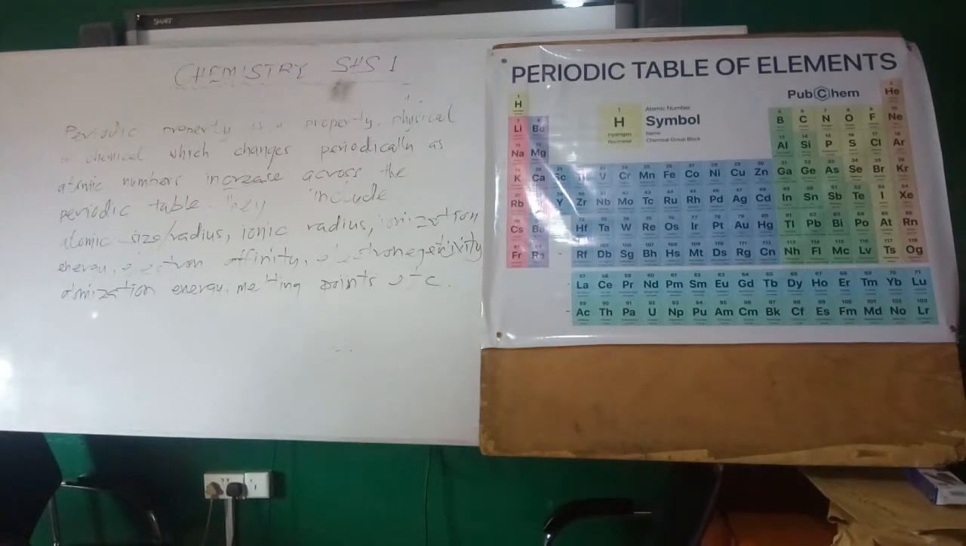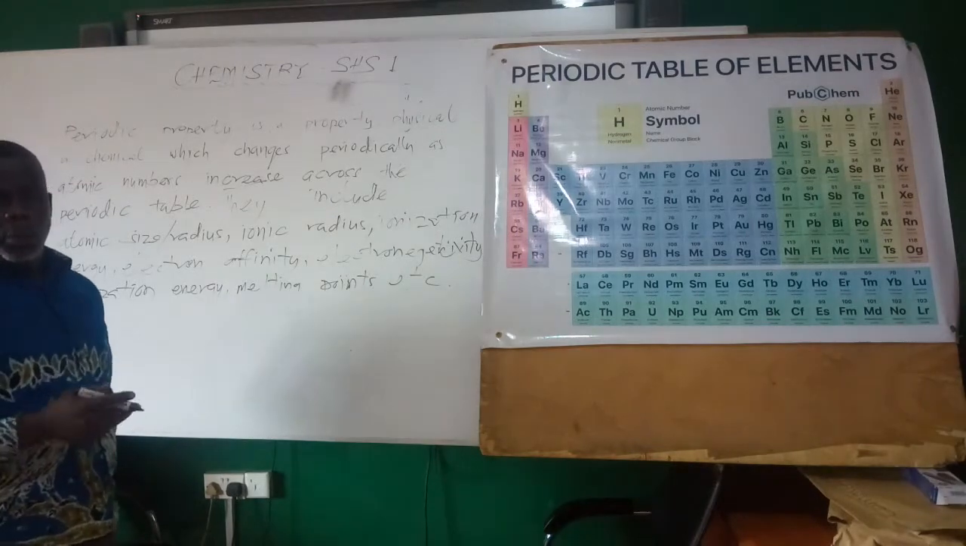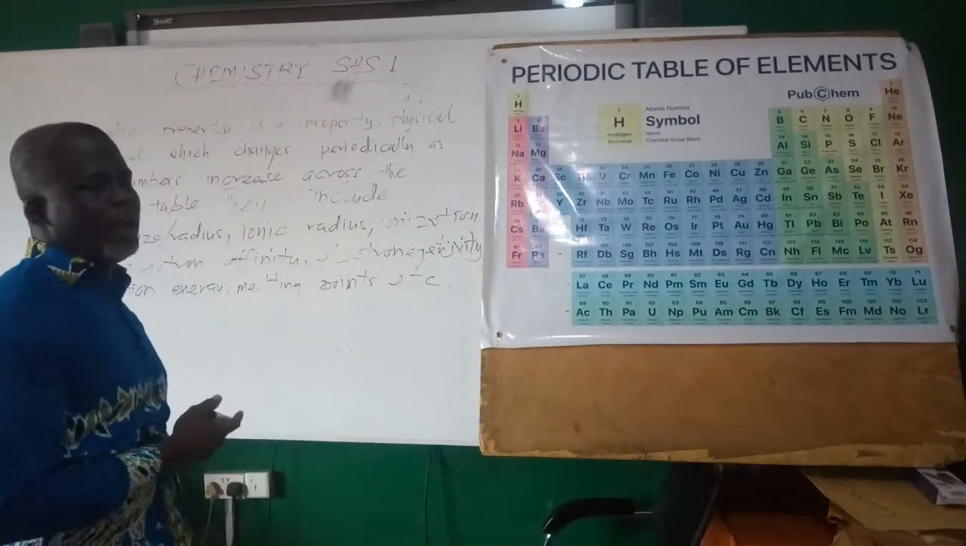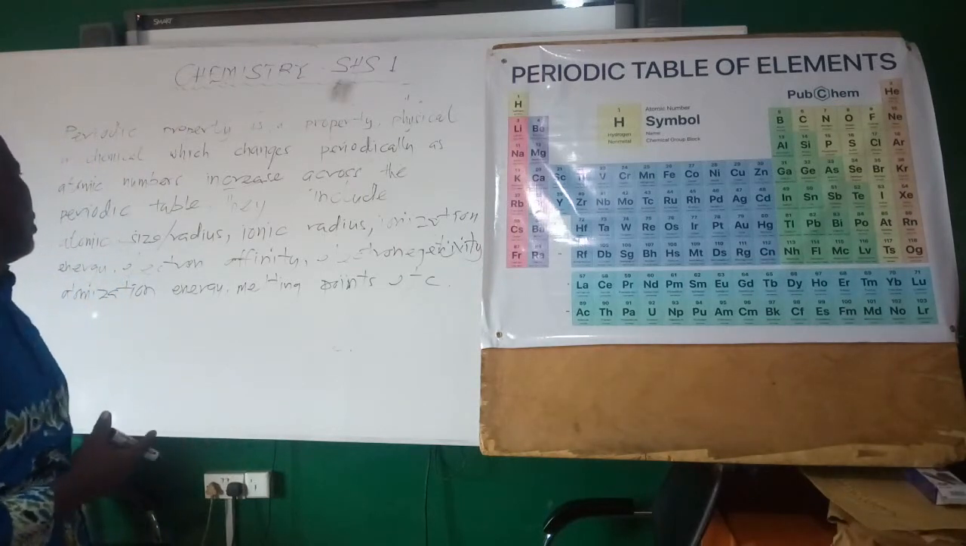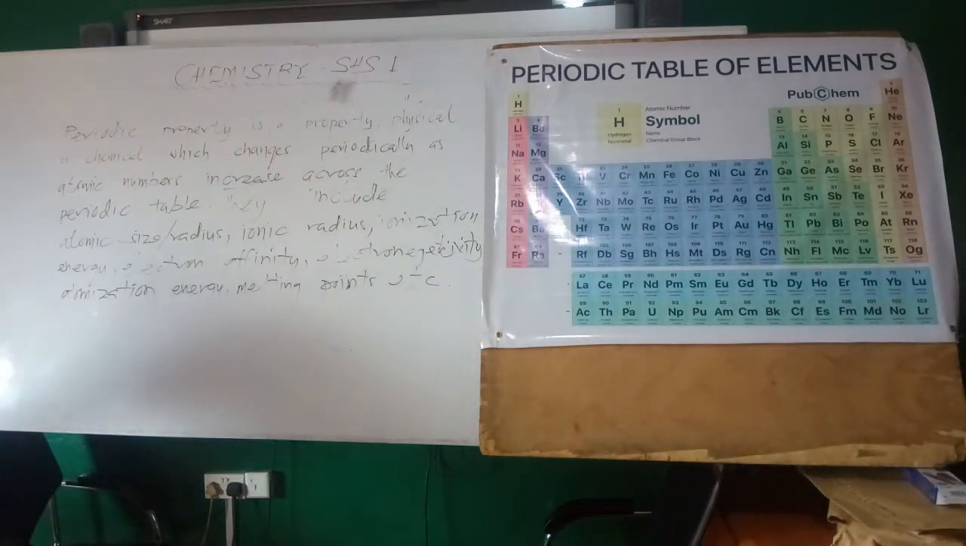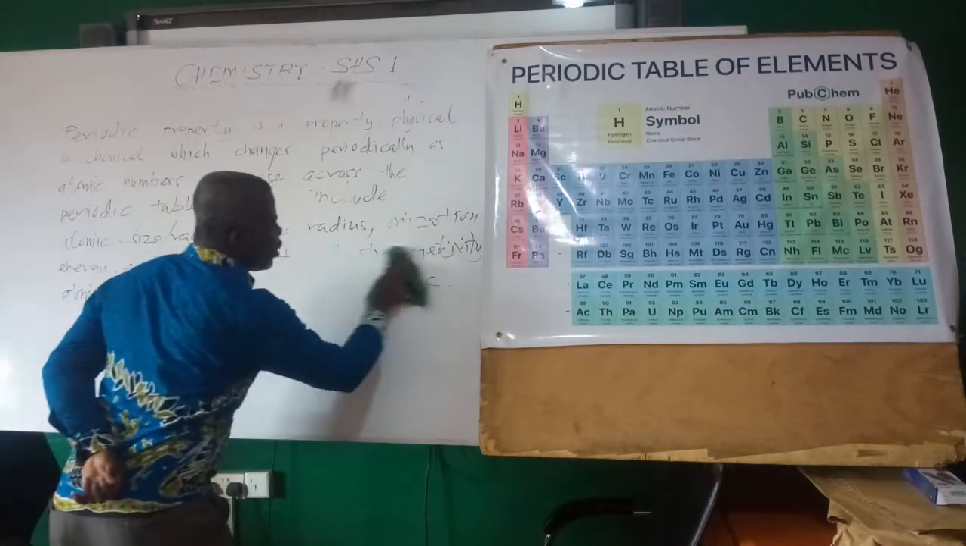So that is periodic property, and we are going to take them one by one. Today, I'm sure we'll be able to look at atomic size or radius, and if time permits, ionic radius too. So we are taking the first one.